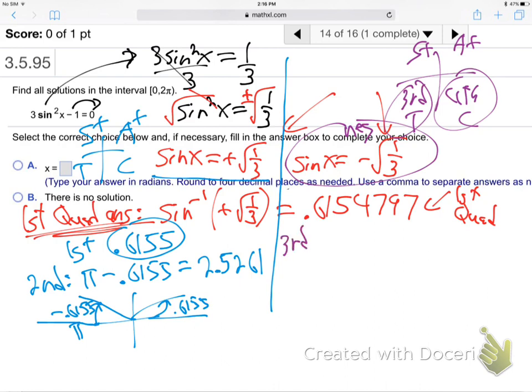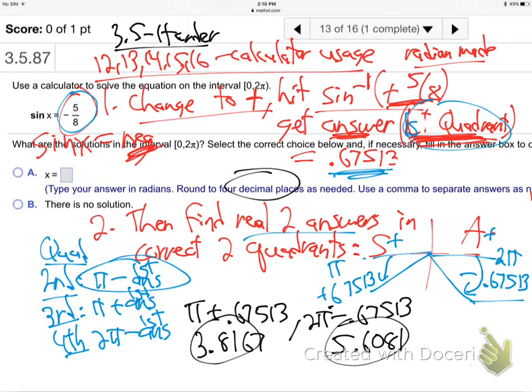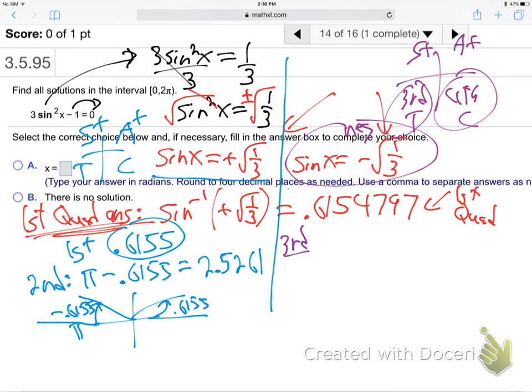How do you do the third quadrant answer? Well, looking back at these steps, I said third is pi plus the first quadrant answer. So it's pi plus 0.6154797, and I'm getting 3.7571. Whoops, getting kind of scribbly there.